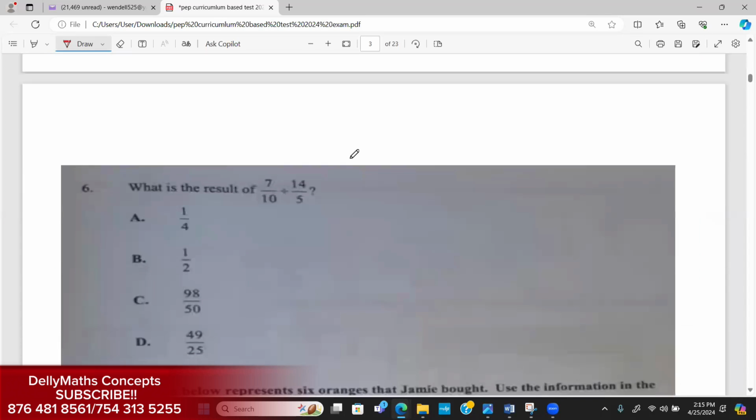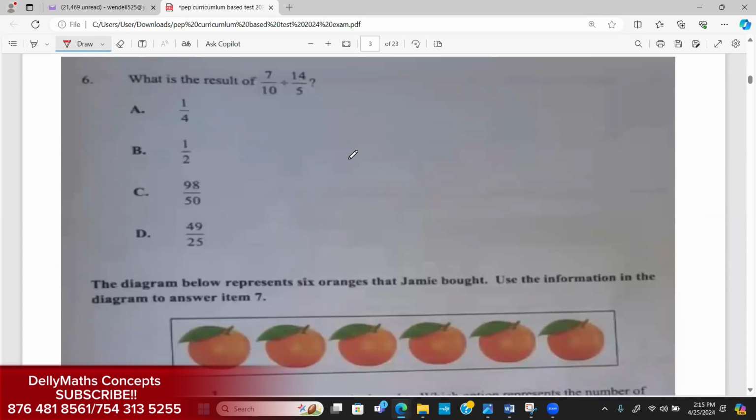Let's keep going. What is the result of 7/10 divided by 14/5? Now remember that we don't necessarily divide. We change our division to multiplication and we reciprocate the fraction that comes after that. So we're going to flip it. After we have flipped it, then we can do some quick canceling, right?